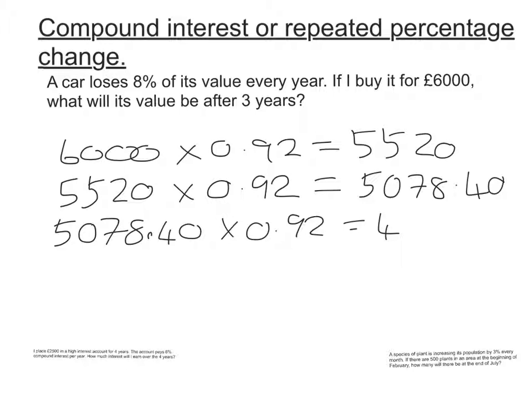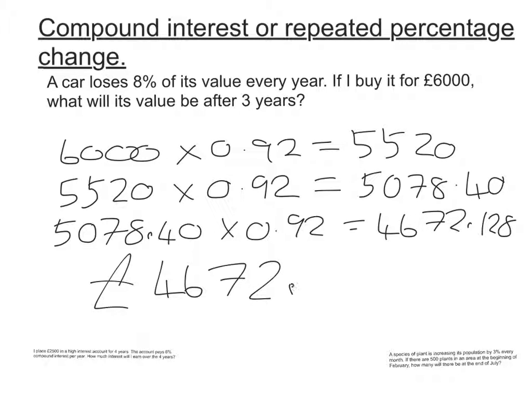and I get 4672.128. Now, obviously it's a money question, so I give that correctly as money, which means that I can only give two decimal places.